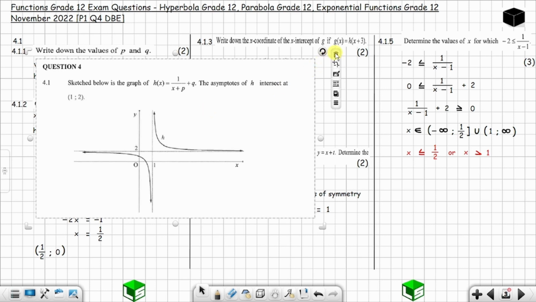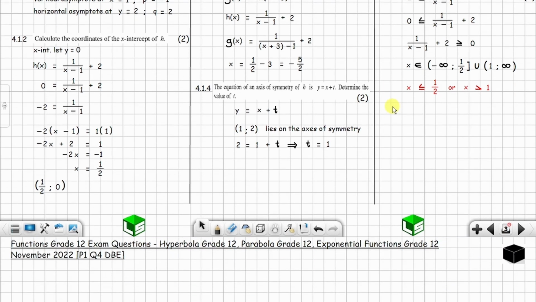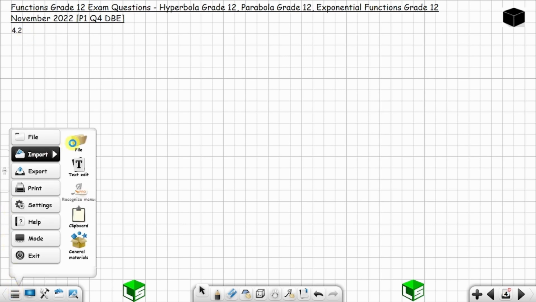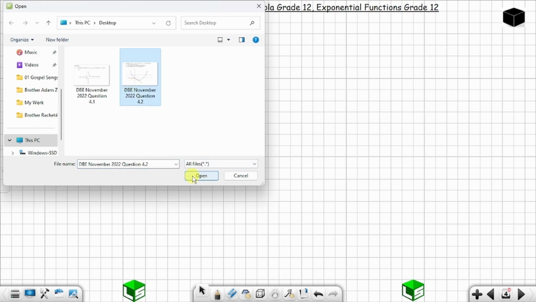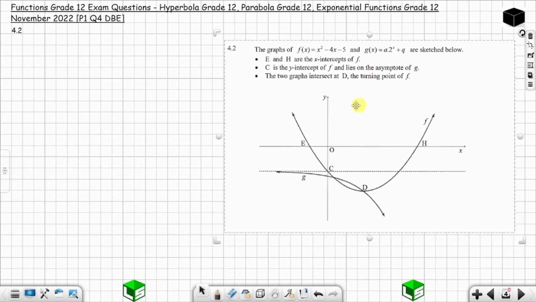Now let's carry on. Let's continue with question 4.2. Let me do that on the next slide. Now with question 4.2. Let me get the question again. Question 4.2 from November 2022. Let me read the question.